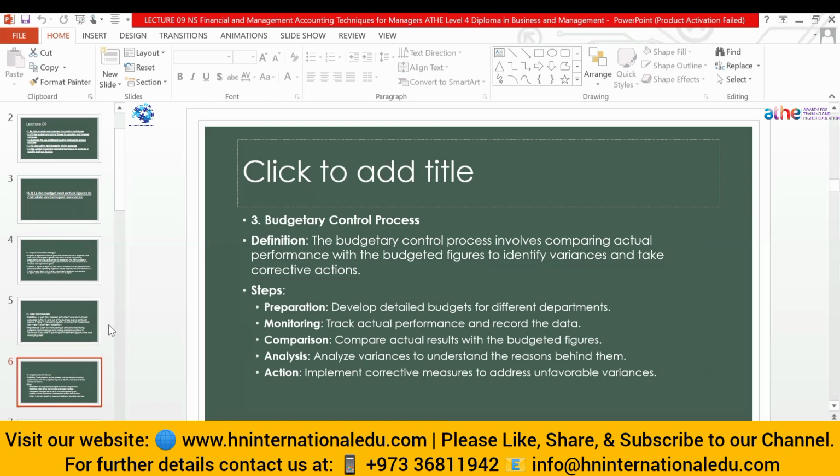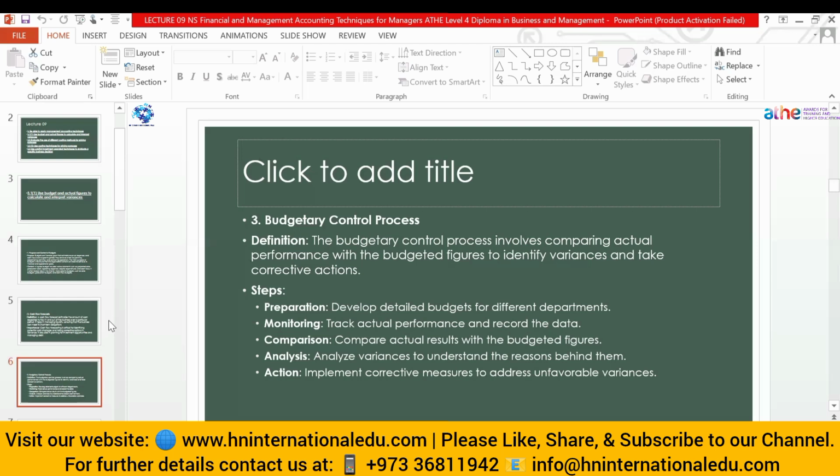Steps. The first one is the preparation. Preparation about what? Develop the detailed budget for the different departments, because in the organization you're not going to inculcate the budget only for the R&D, that is the research and development department, or the manufacturing. We have other departments too.